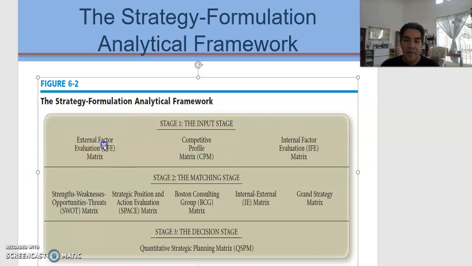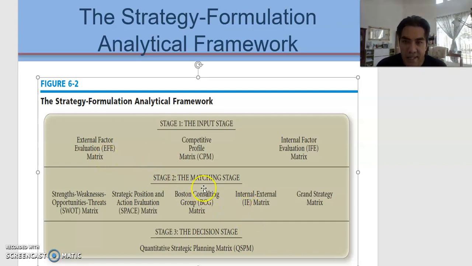We have done the EFE, we have done the IFE, and then we have discussed the competitive profile matrix. So in order for us to develop and choose the final strategy, again, the SWOT analysis is the most important one. If you do your SWOT wrongly, not correctly, for example, it might affect the whole process of decision making.